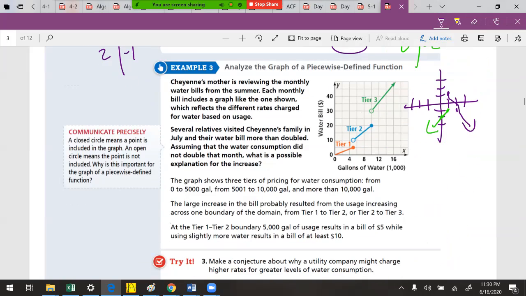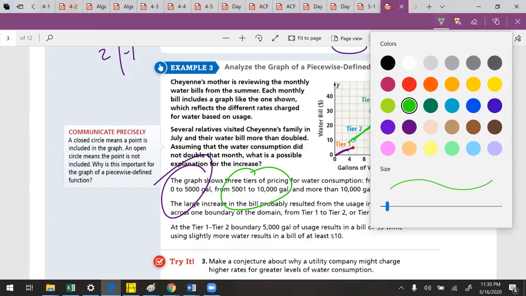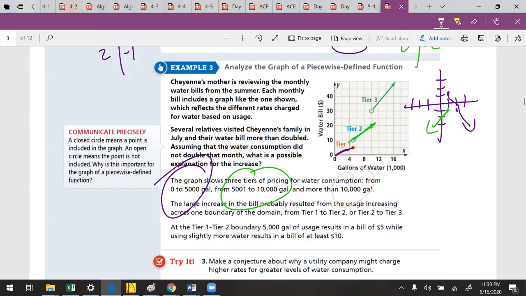Focusing now on this example. Cheyenne's mother is reviewing the monthly water bills from the summer. Each monthly bill includes a graph like the one shown, which reflects the different rates charged. Several relatives visited Cheyenne's family. Keep this in mind. We have three different ordeals. Between 0 and 5,000 gallons, it's this. From 5,001 to 10,000, it's this. And then lastly, more than 10,000, it's this.